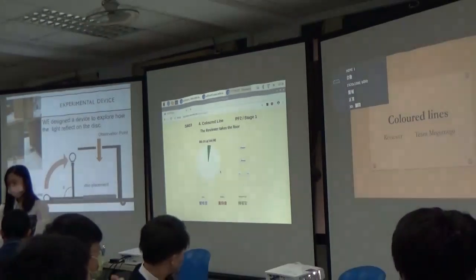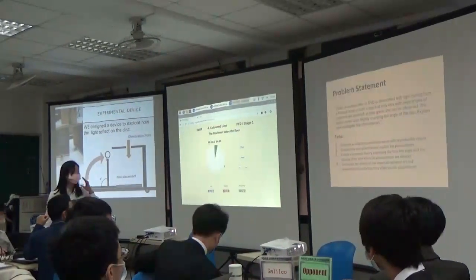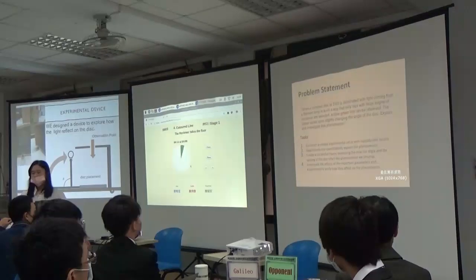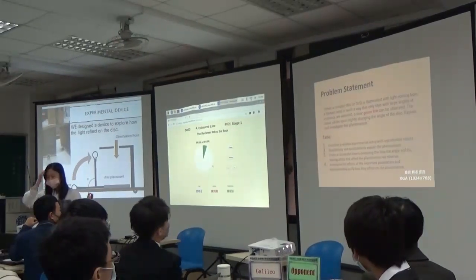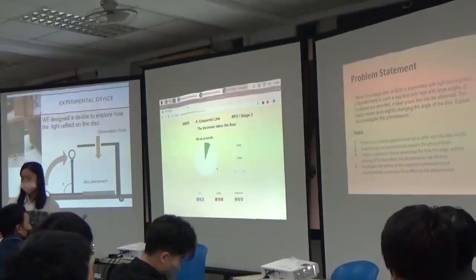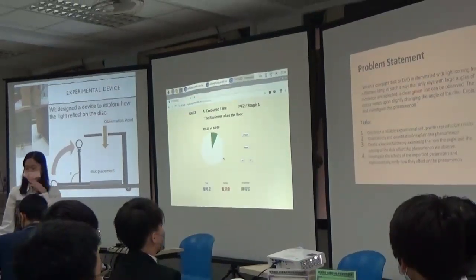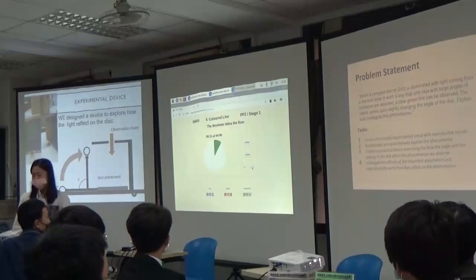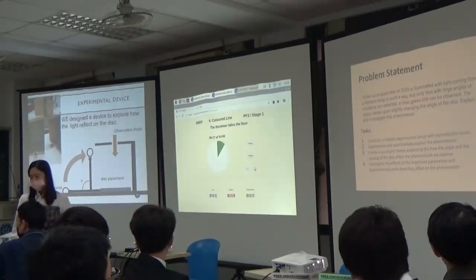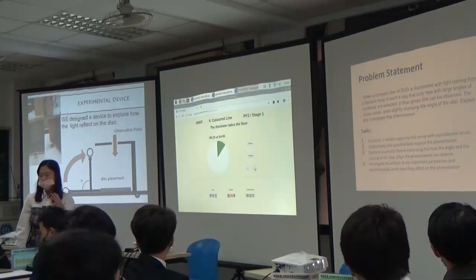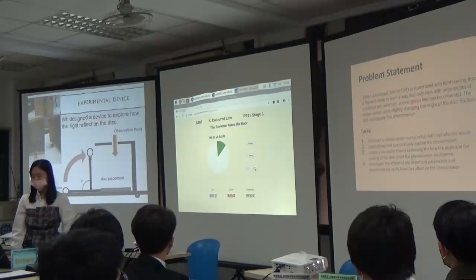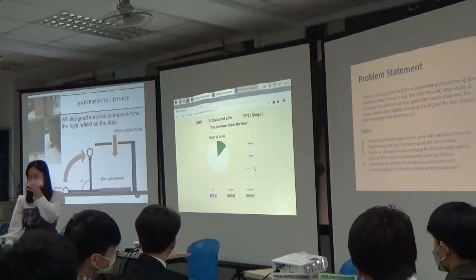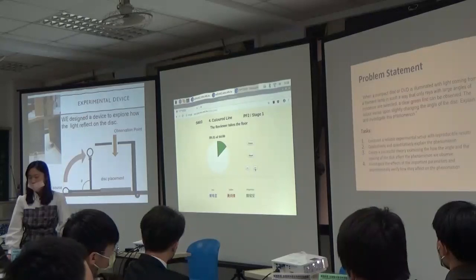Today we're going to be reviewing colored lights. So in this discussion, we believe that there are 4 tasks that should be explored. Firstly, to construct a reliable experimental setup with reproducible results. Secondly, to clearly explain the phenomenon. Thirdly, to create a successful theory examining how the angle and the spacing of the disk affect the phenomenon we observe. And fourthly, to investigate the effects of the important parameters and experimentally verify how they affect the phenomenon.